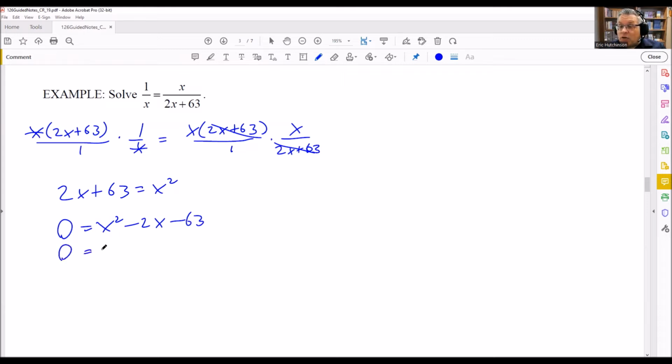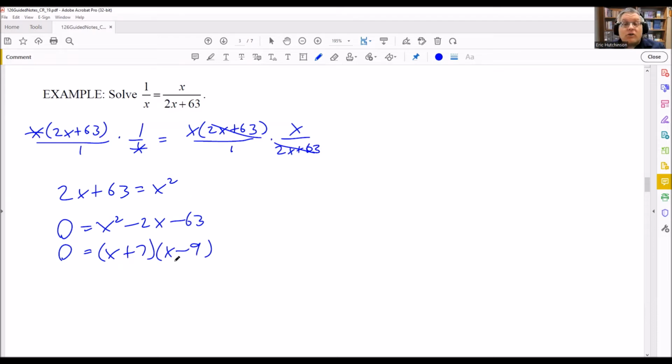Now we have something that we can factor. You're looking for two numbers that multiply to make negative 63, but add to be negative 2. So that's going to be 7 and 9. We need to put the negative next to the larger number because the result needs to be negative when I add those together. So negative 9 plus 7 gives you negative 2.